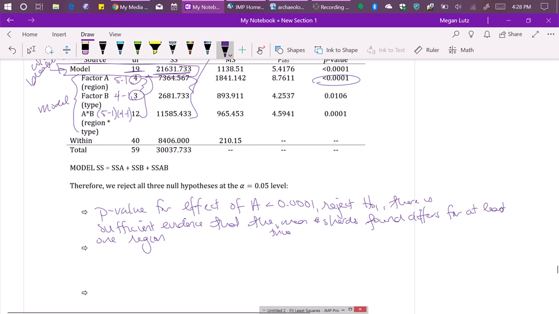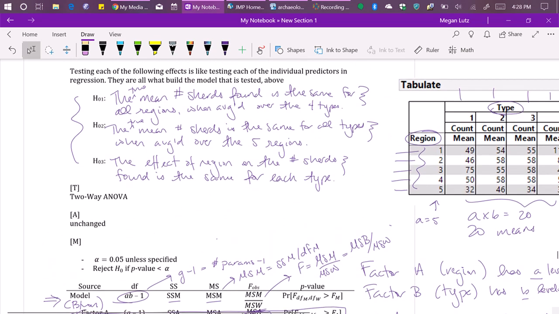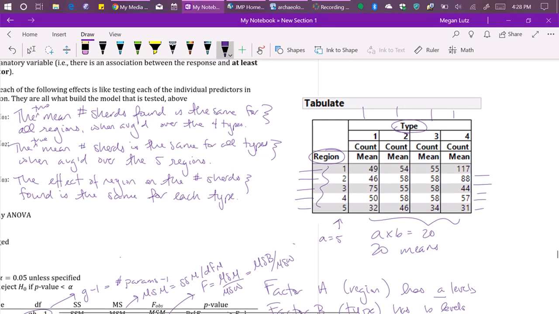But we can't stop there, because in this two-way ANOVA context, we have to indicate that we've averaged over the remaining factor. So we have to average over type. Remember, when we're doing a main effect, we are just looking at the average for these 5 regions. So we're saying, is the average for row 1 the same as the average for row 2, for row 3, 4, and 5?